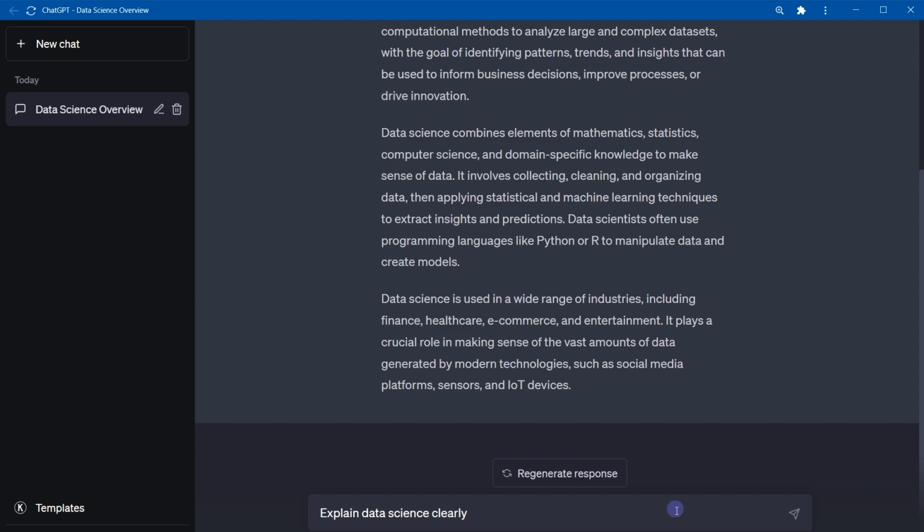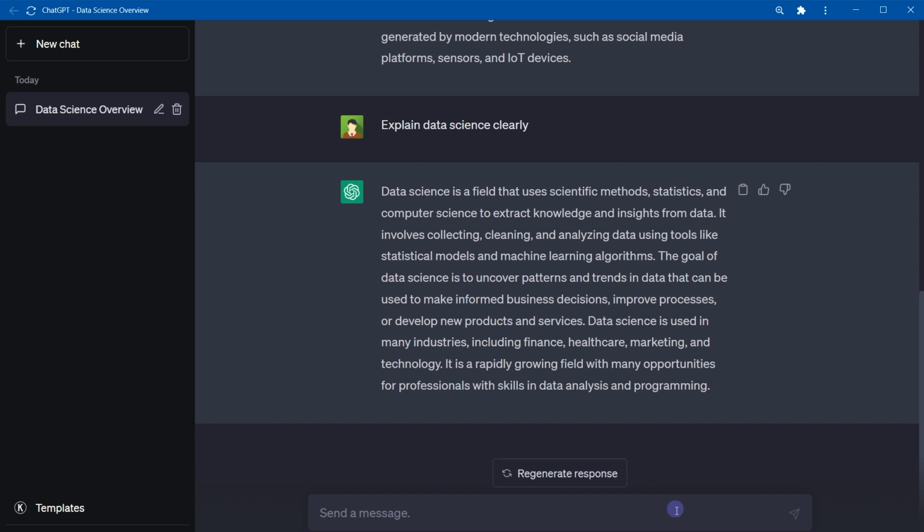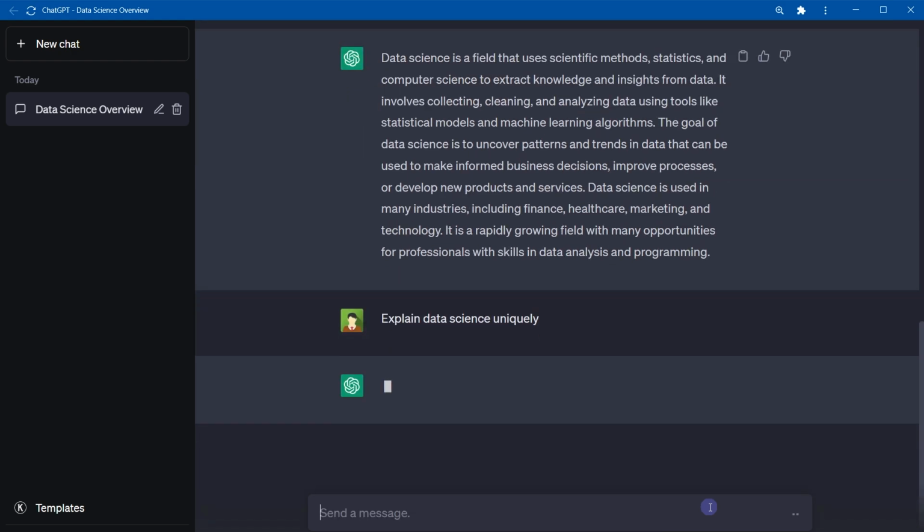So, explain data science clearly. And here's the simple and concise explanation. Then, explain the topic uniquely. Explain data science uniquely.